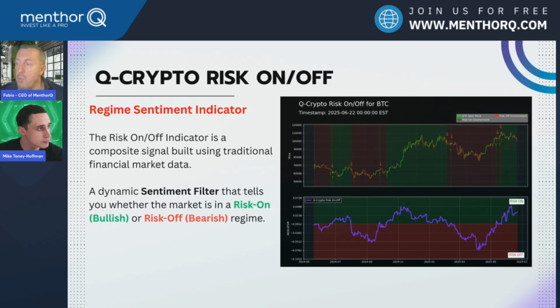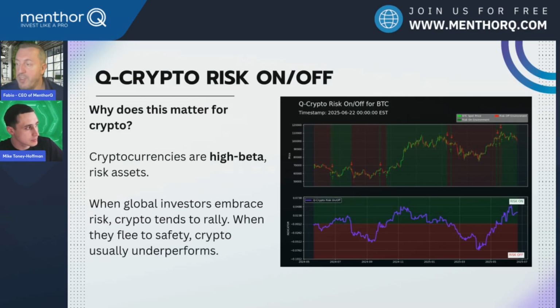So when we are in a risk on scenario, which is when we see the indicator in the green quadrant, we are essentially in a bullish environment for crypto. When we are in a risk off scenario, we are in a bearish environment for crypto. So this is going to give you some indication on whether it's a good time to potentially buy or sell crypto, by looking at what's going on in the macro environment.